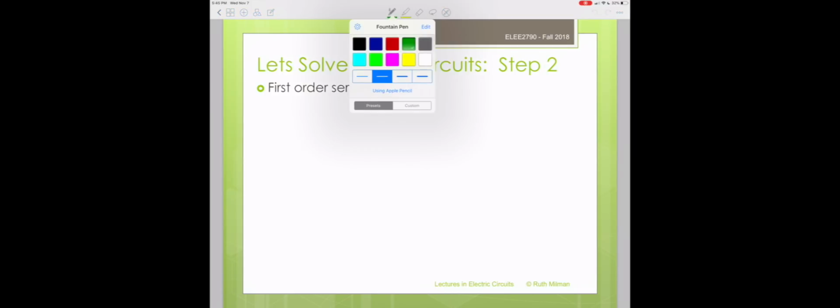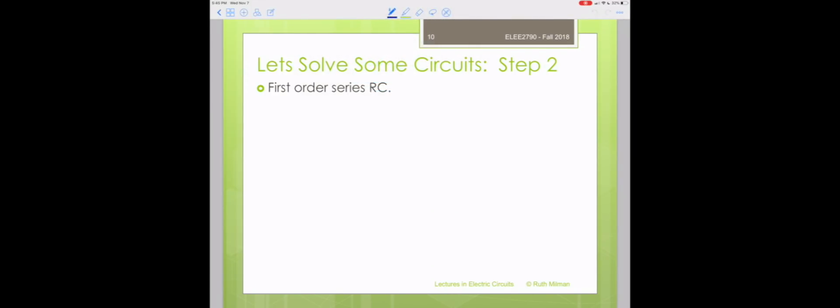For the steady state analysis, the first thing that we're going to do is redraw our circuit in impedance format. So we have a voltage source, we have a resistor which has an impedance of 50K, and we have a capacitor. That capacitor has a capacitance of 20 microfarads.